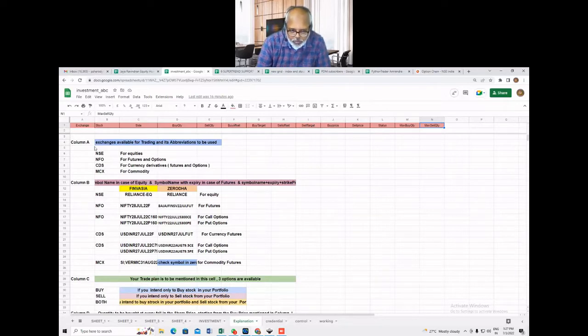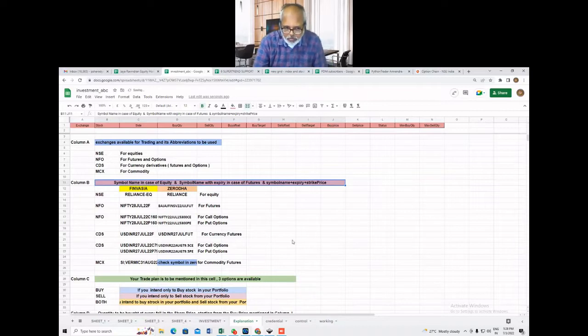Now in column A, we have to write where we intend to trade, whether it is NSE, futures and options in NSE, currency derivatives, or MCX. If you're intending to trade in equities, you have to write NSE in block letters. Only use block letters in this particular Excel. Don't use small letters because it will not read. So the basic thing that we have to understand is that you have to use block letters for every entry.